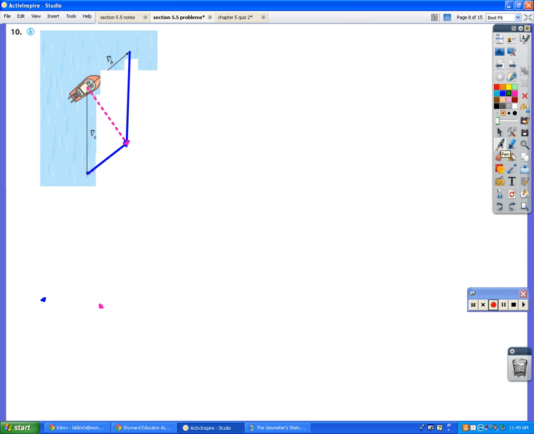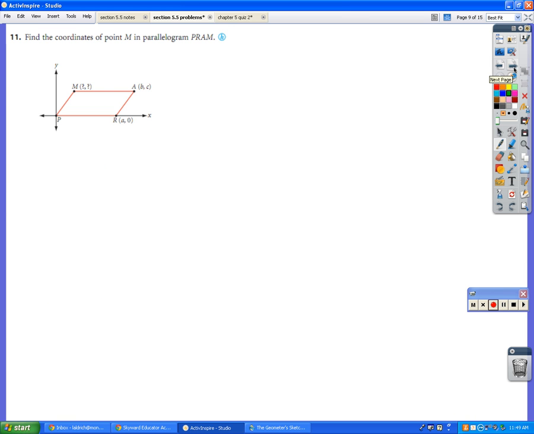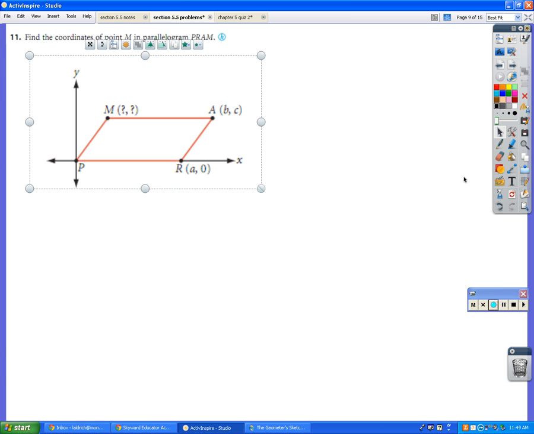11 and 13. All right, so we played with some of these yesterday for the first time. So here's a little parallelogram, and we were supposed to find the missing coordinates, okay? Well, the y coordinate should be easy. What's the y coordinate? C, because this point right here is the same distance above the y-axis as this point right here.